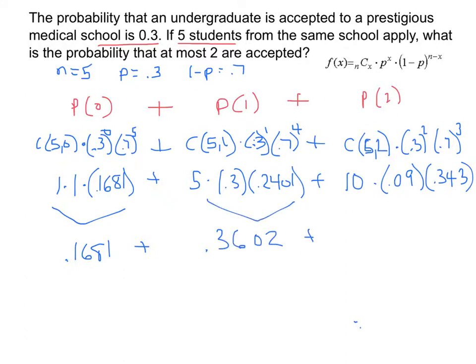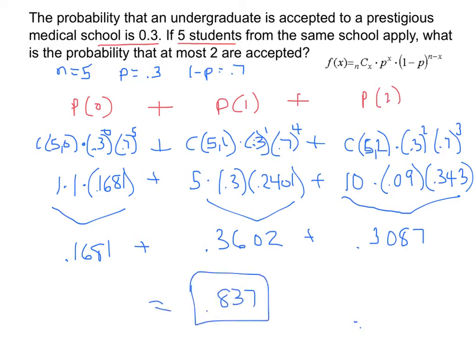And for the last one, 5 choose 2 is 10, 0.3 squared is 0.09, and 0.7 cubed is 0.343. And when I multiply these together, I get 0.3087. If I add up my 3 sums here, I get 0.837, or 83.7% probability that at most 2 are accepted.